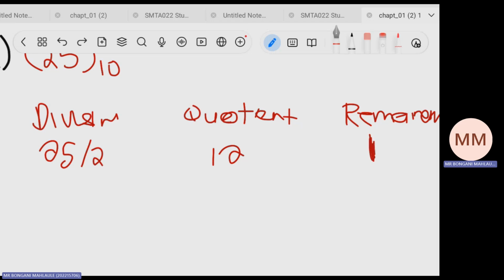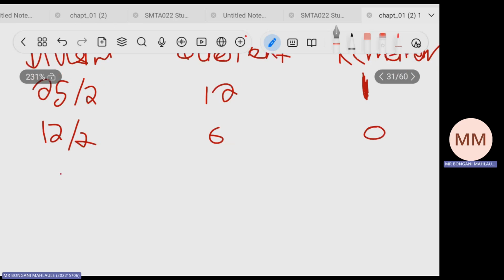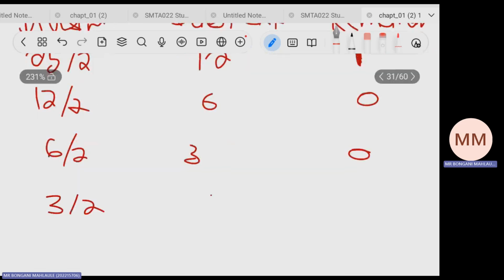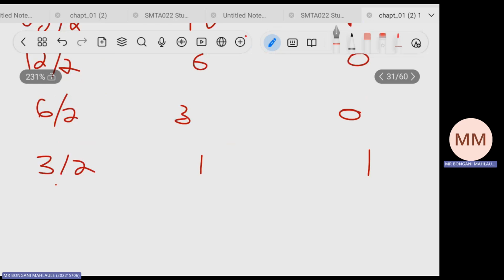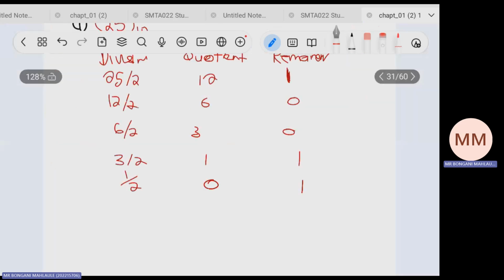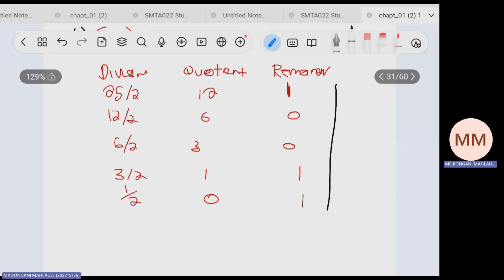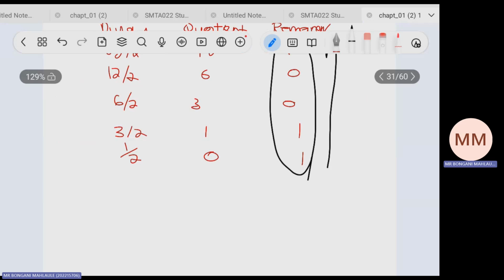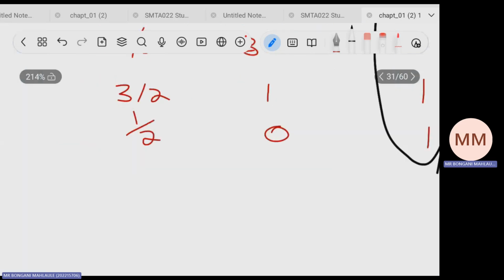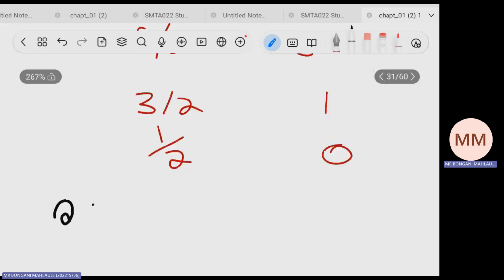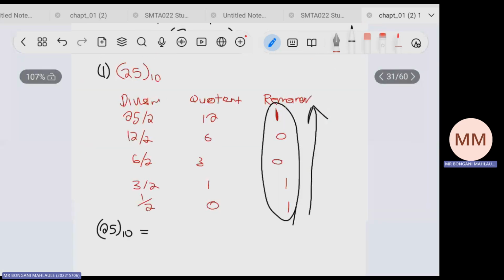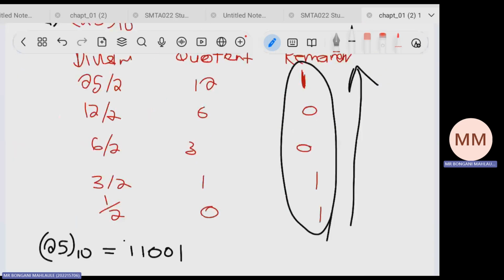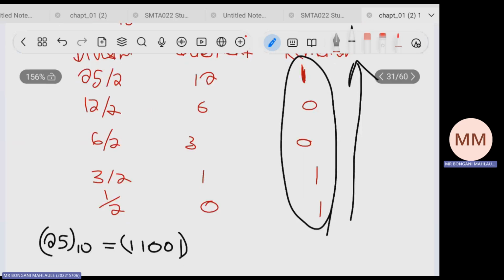Since this will be 12 comma something, then this will be 12 divided by 2, 6, remainder 0. Then 6 divided by 2, 3, remainder 0. Then 3 divided by 2, 1, remainder 1. 1 divided by 2, 0, remainder 1. Now, you're going to take this going up. So your final answer will be, 25 base 10 is equal to what in binary? 11001 base 2.